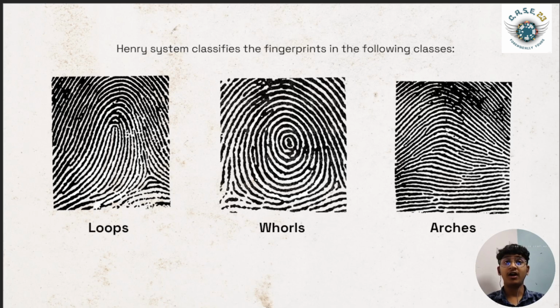Then the second one are whorls. Whorls are found in 30 to 35% of people and have ridges that form a circular or spiral pattern. Unlike loops, whorls always have at least two deltas. Then the third one are arches. Arches are the rarest fingerprint pattern, found in only 5% of people. Unlike loops and whorls, arches don't have deltas or cores. Their ridge flows continuously from one side to the other in a smooth wave or a steep peak. Now that we have understood the basics, let's dive deeper into the subtypes in the next slide.